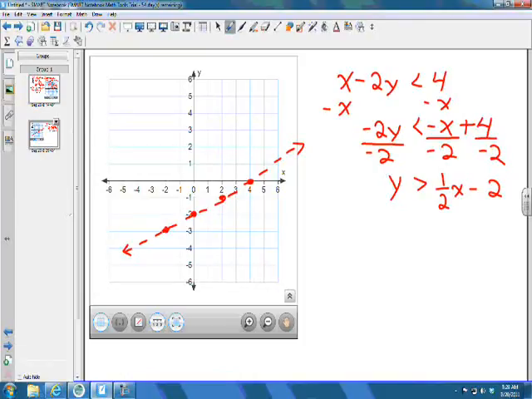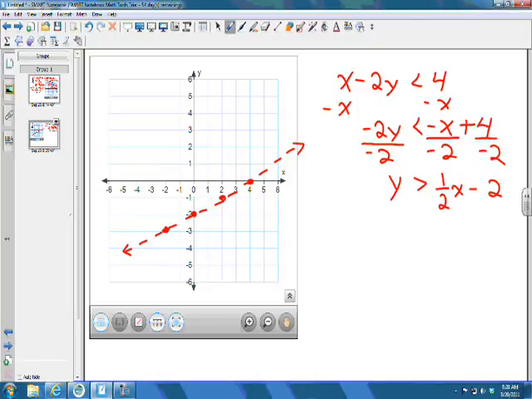And then the last step, what do we do? Plug 0, 0 in again because it's not on the line. We can put that point in. So if we plug this in and it's true, do we shade top or bottom? If we plug this point in and it's true, do we shade the top or the bottom? The top. If it's false, we would shade the bottom.